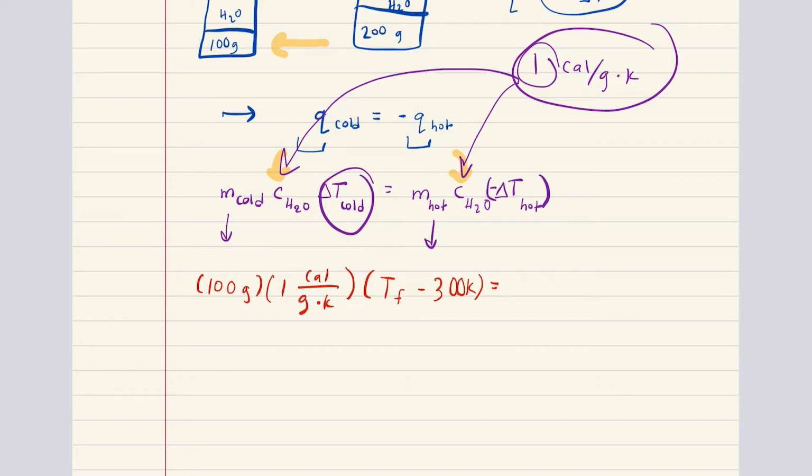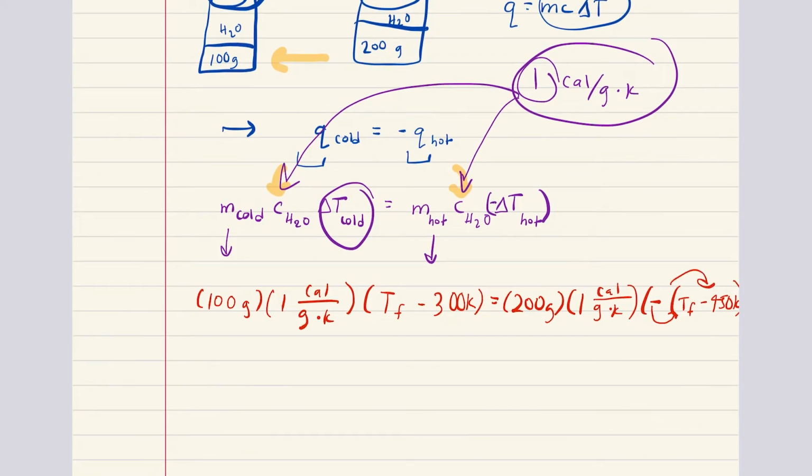This is going to equal the mass for our water in the hotter cup. This is 200 grams. We are using the same heat capacity because they are both cups filled with water. And then here we have minus T final minus T initial, which for this cup is 450 Kelvin. Now we can go ahead and distribute this negative sign, and that way what we can write is 450, if we distribute the negative sign, we get minus TF plus 450 Kelvin. We can rewrite this to just be 450 Kelvin minus TF, just so that this is easier to read.